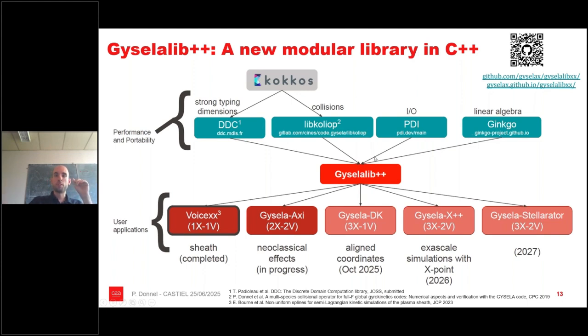So we put all this in our library, which is called Gysela lib++, and then we also added some mathematical tools that will be useful for our plasma simulation. And the goal is then to create different applications that will rely on this library. So here you have a list of 5 potential applications. The two in dark red are already available or close to being available, and the three in light red are what we plan to do in the near future.